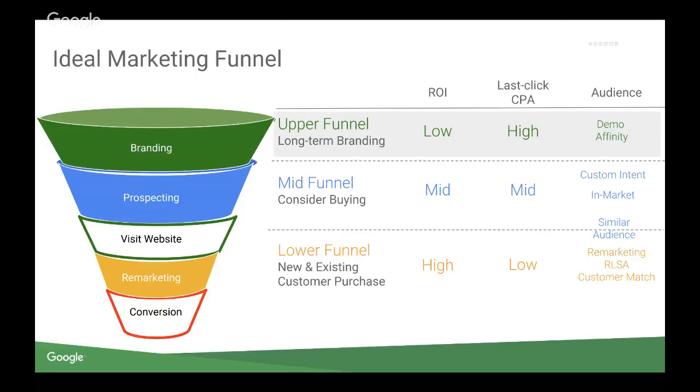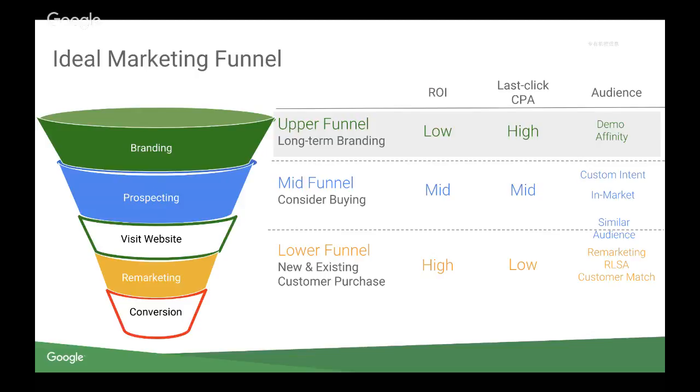Targeting audiences here are usually focused on demographics and interests, and this is very typical for CPG advertisers who want to build up their brand equity, so they invest quite a lot in branding. The mid funnel is for people who want to target customers and build consideration. For mid funnel audiences, Google's targeting solutions include custom intent, in-market, and similar audiences. I'm going to talk a little bit more about these three types of audiences shortly.